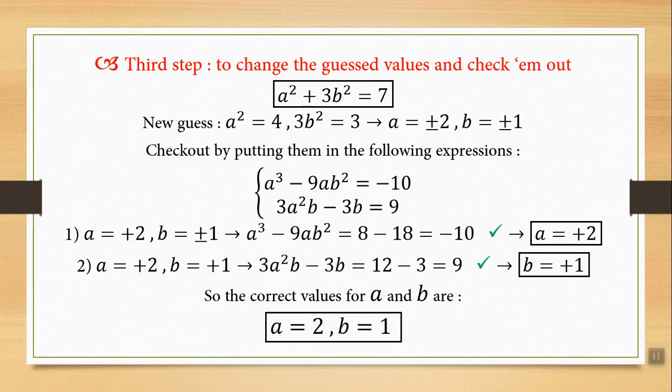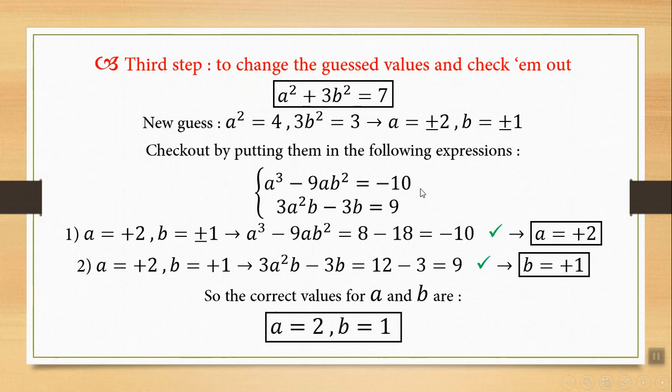The next step is to change the guessed values and check them out. We had this expression a squared plus 3b squared equals 7. Our new guess can be a squared equals 4 and 3b squared equals 3, which the sum of them is equal to 7. And here we have a equals positive or negative 2 and b equals positive or negative 1. Let's check them out by putting them in the following expressions.